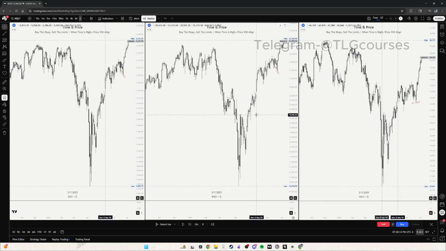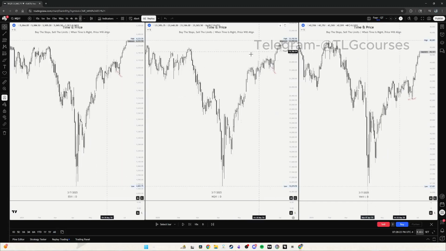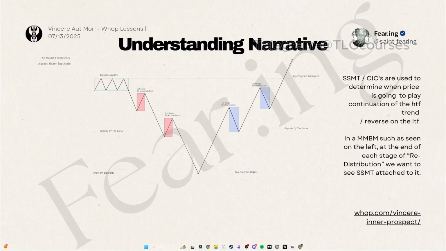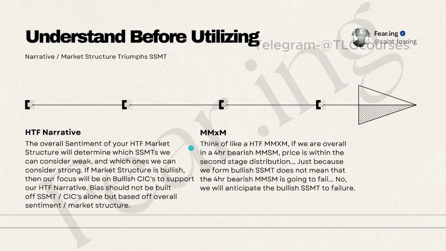As we have talked about, if you're watching this video right as I release it, we've talked about time and time again over the last few weeks, well over a month now, that we are in a dead clear market maker buy model. So we're within the buy side of the curve of a market maker buy model, meaning every single bullish sequential SMT that forms, we should anticipate that to overrun the bearish sequential SMT. So that is the biggest, most important aspect to understand before you start utilizing this concept.